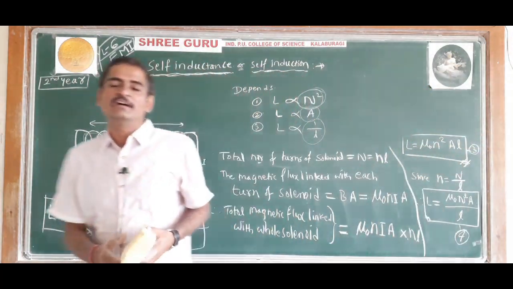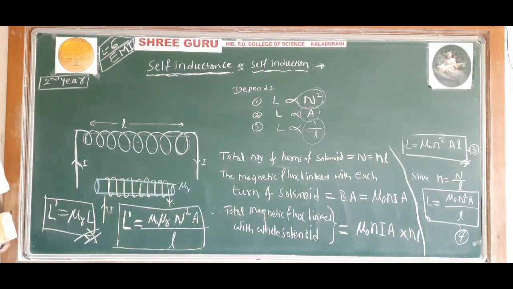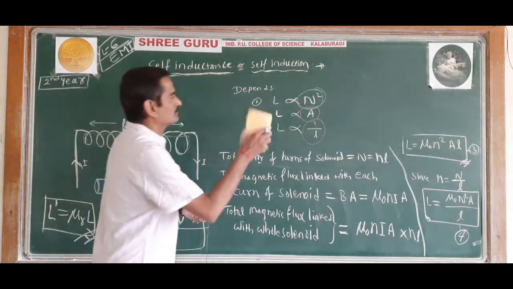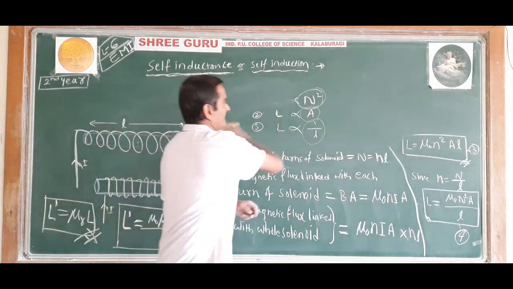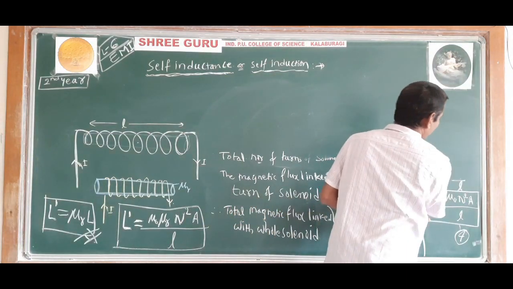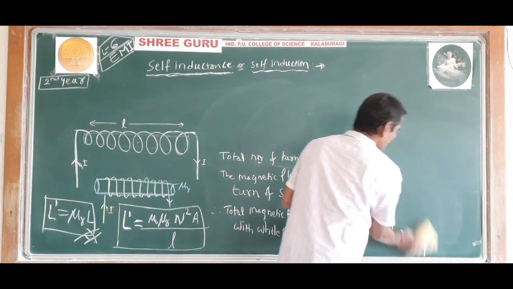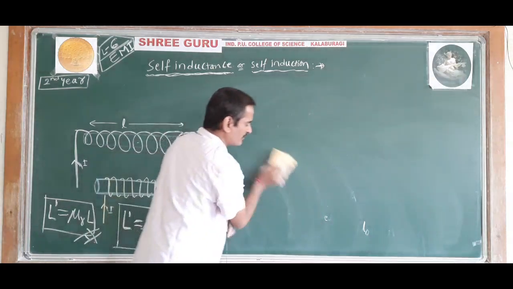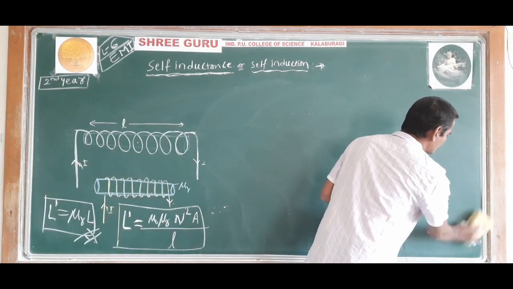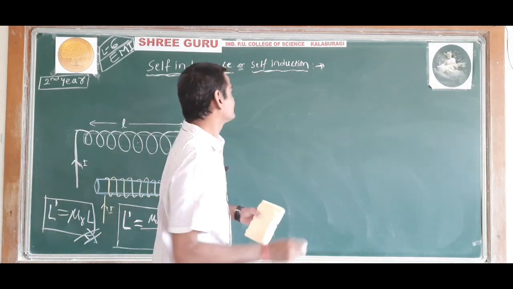Diode will come in the last chapter, semiconductor diode. So did you understand this self-inductance of a solenoid? Next, when the solenoid is connected in series, I will not derive this one, it is very simple, I will just tell it directly.